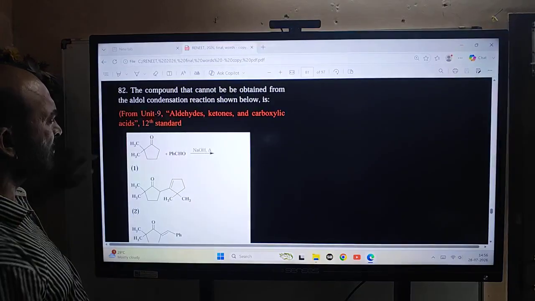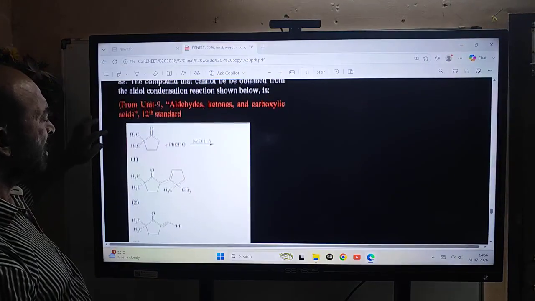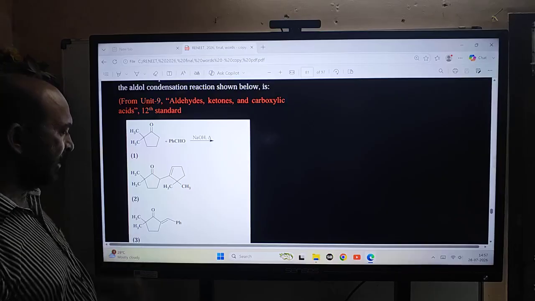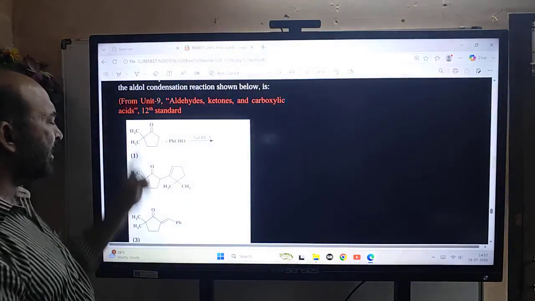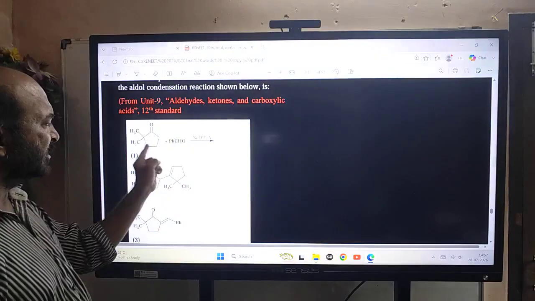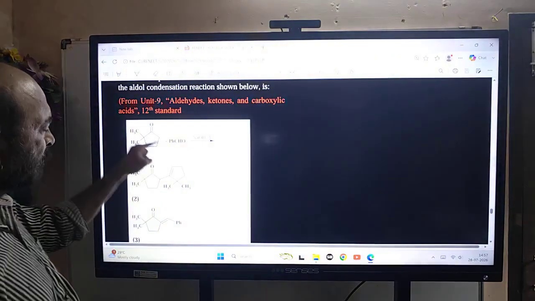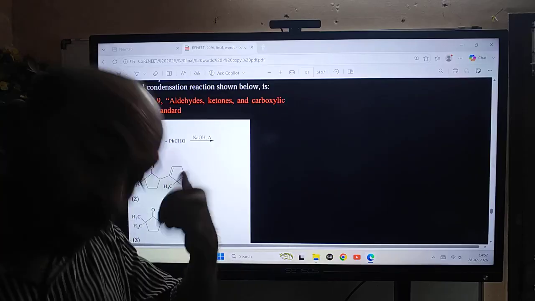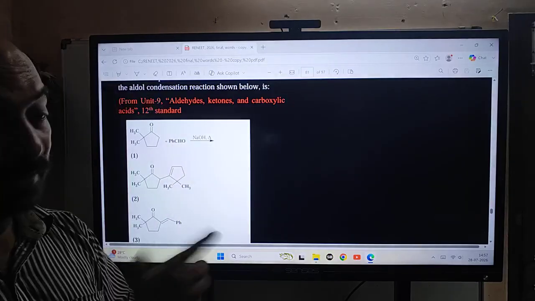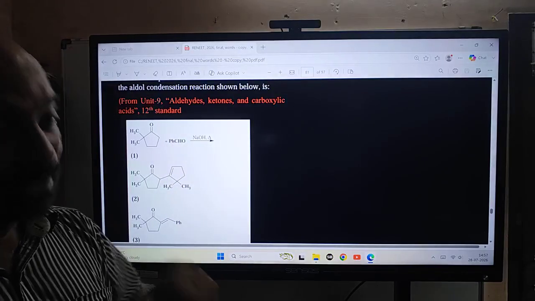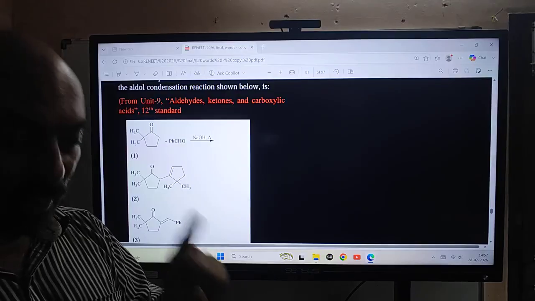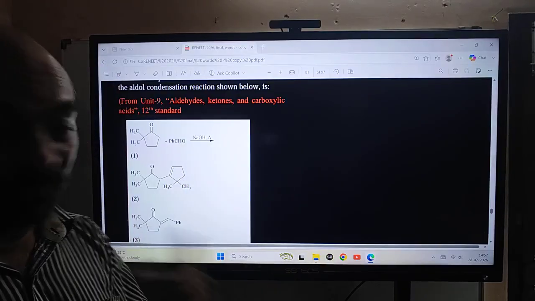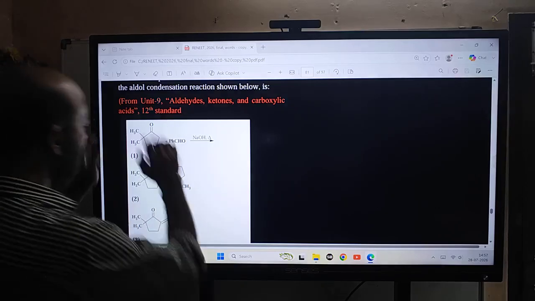Question number 82. Among the 4 options given, which is not obtained by the aldol condensation between this compound and benzaldehyde? That is the question. That is not obtained. It is not asked which is obtained. So only 1 will not be obtained, 3 will be obtained. We will see that. First, listen carefully.